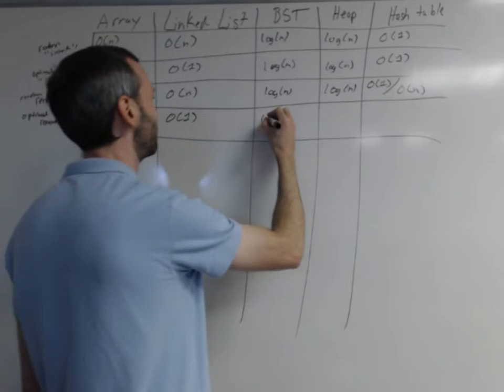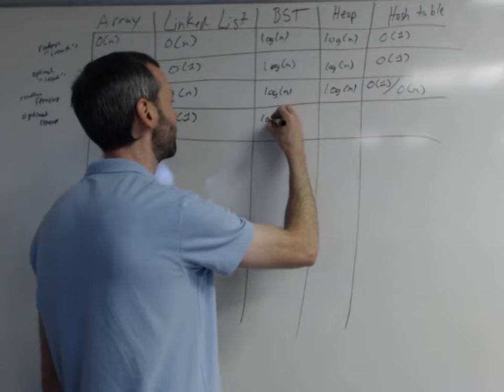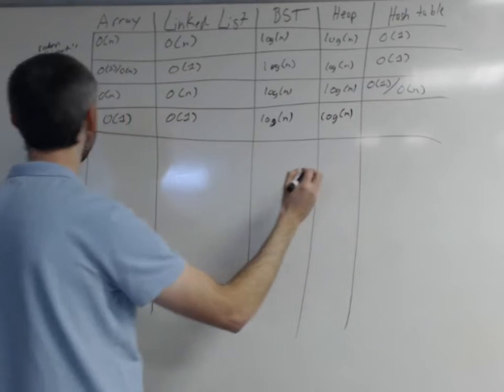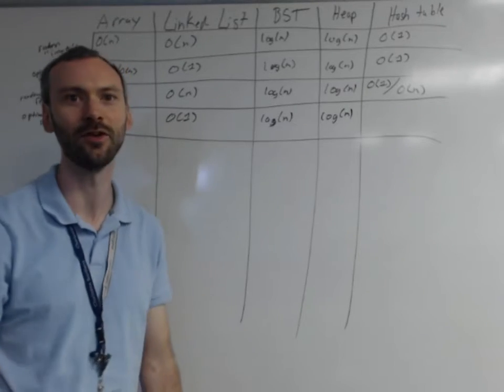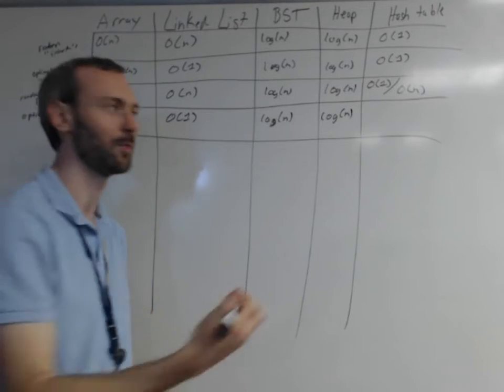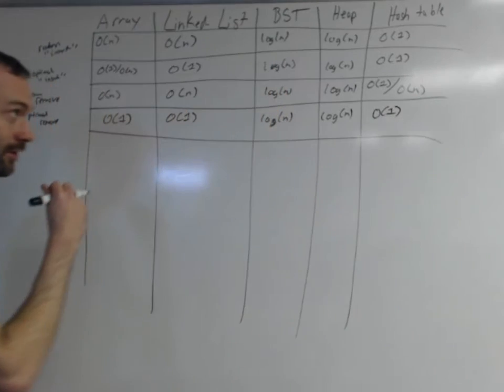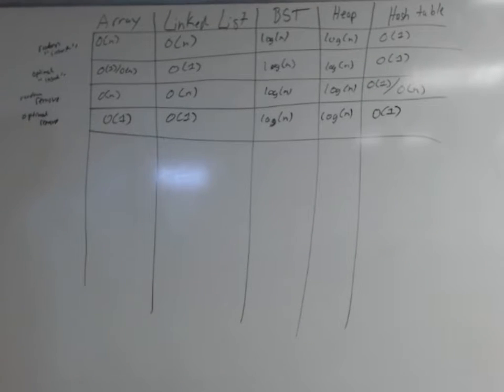Log N. Log N. All right. And then if it's optimal remove, the linked list is hopefully size of 1, which would make it O of 1. Okay, great. Wow, this is looking good.